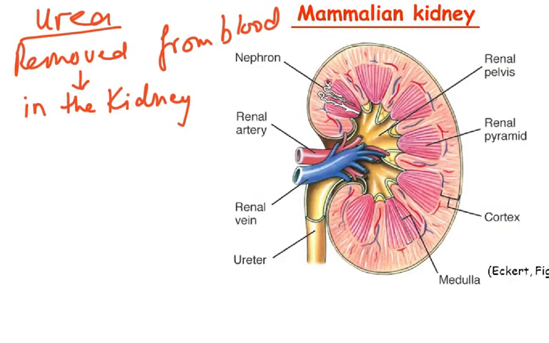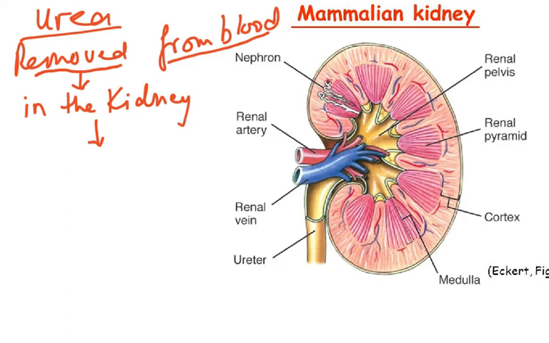Now the urea which was formed in the liver entered the blood and is carried all around the body. But when this blood circulates through the kidney, the kidney removes the urea from the blood. Please understand this. The kidney removes the urea from the blood. And in order to understand that, we need to understand the structure of the kidney.